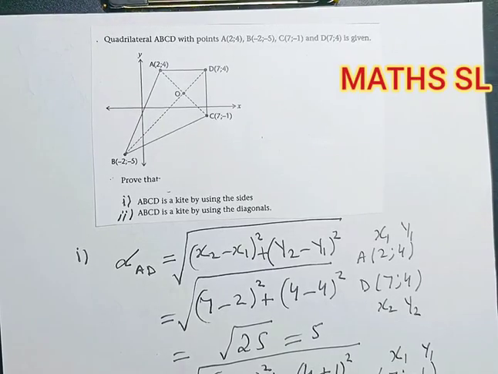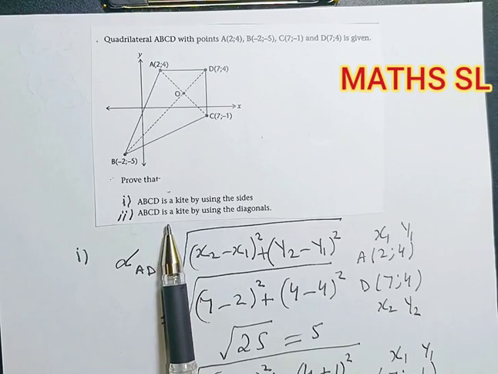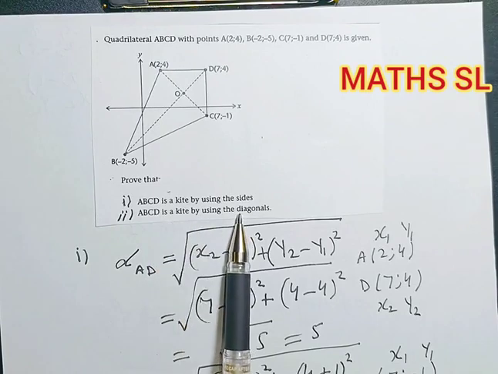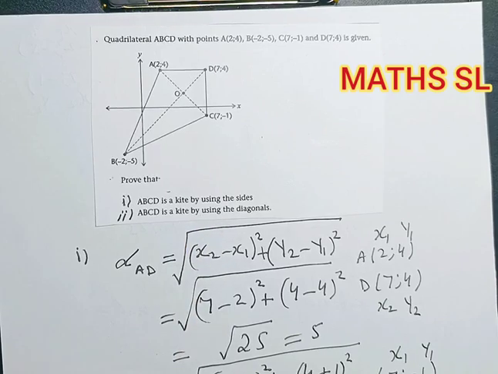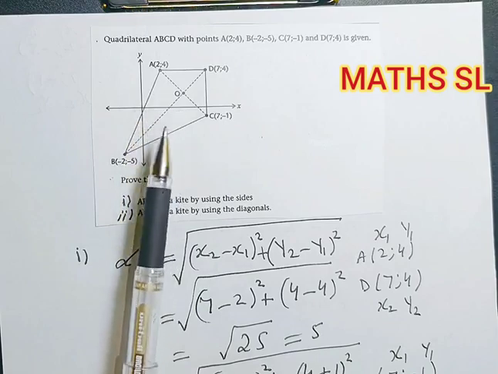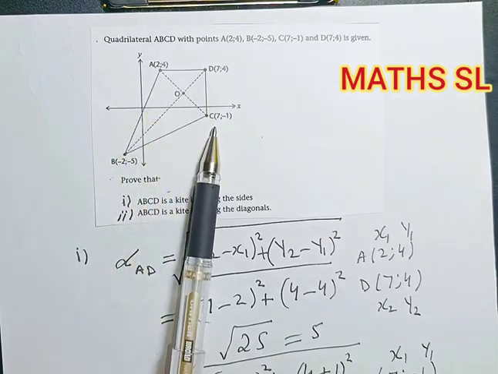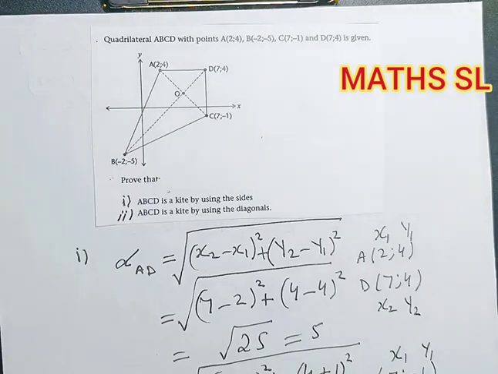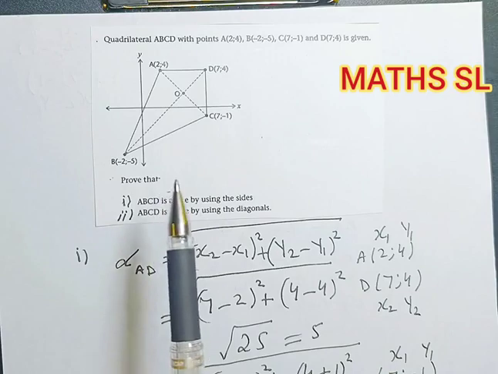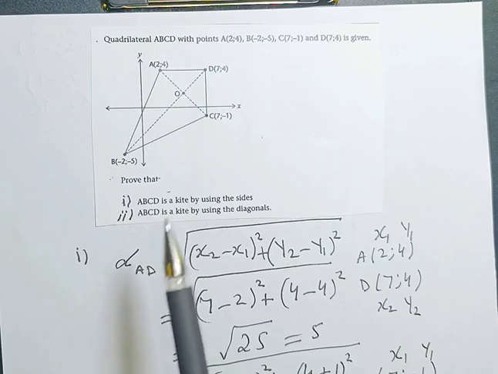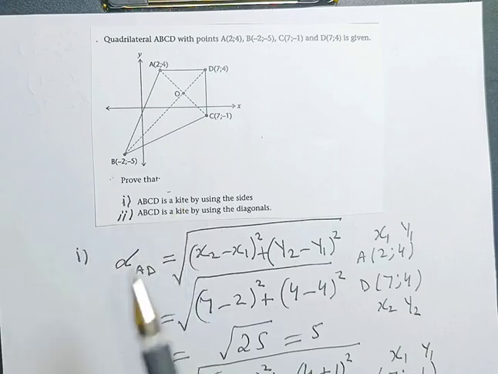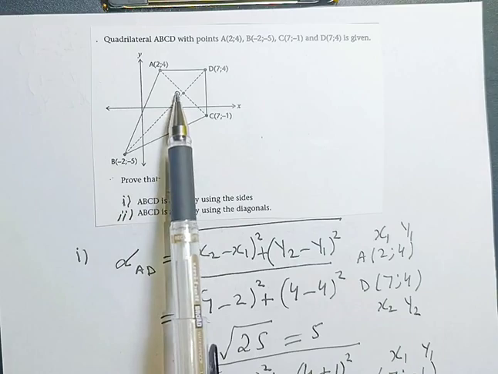Now, the second part says ABCD is a kite by using the diagonals. We need to prove that this is a kite by using the diagonals. Obviously, we have two diagonals here, AC and BD. Both of these diagonals bisect each other at 90 degrees. So the longer diagonal cuts the shorter diagonal at 90 degrees here.